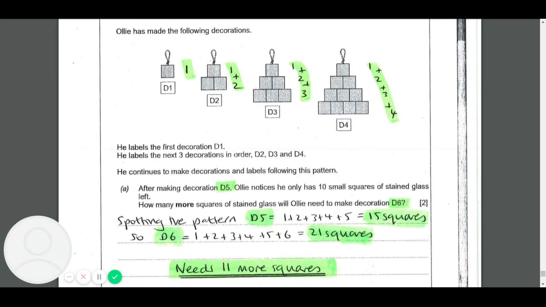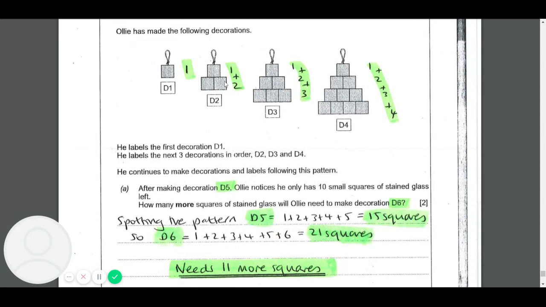He continues to make decorations and labels following this pattern. After making decoration D5, Ollie notices he only has 10 small squares of stained glass left. How many more squares of stained glass will he need for D6?